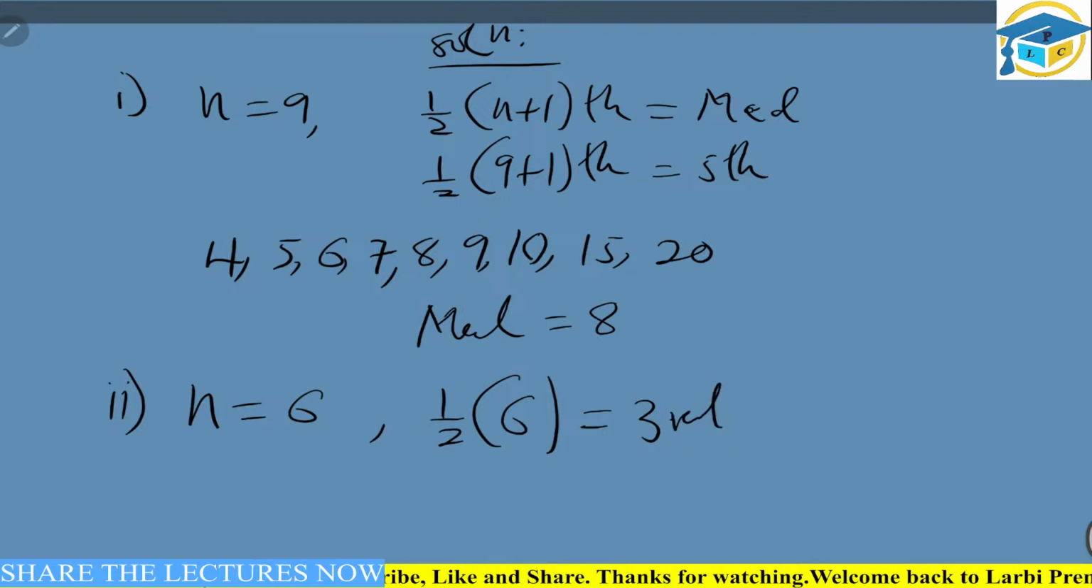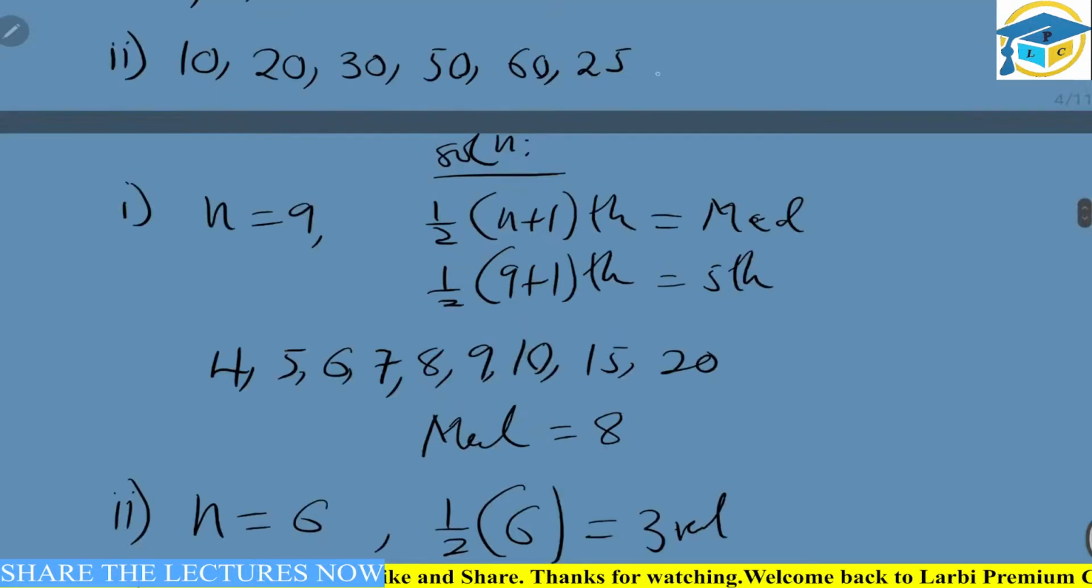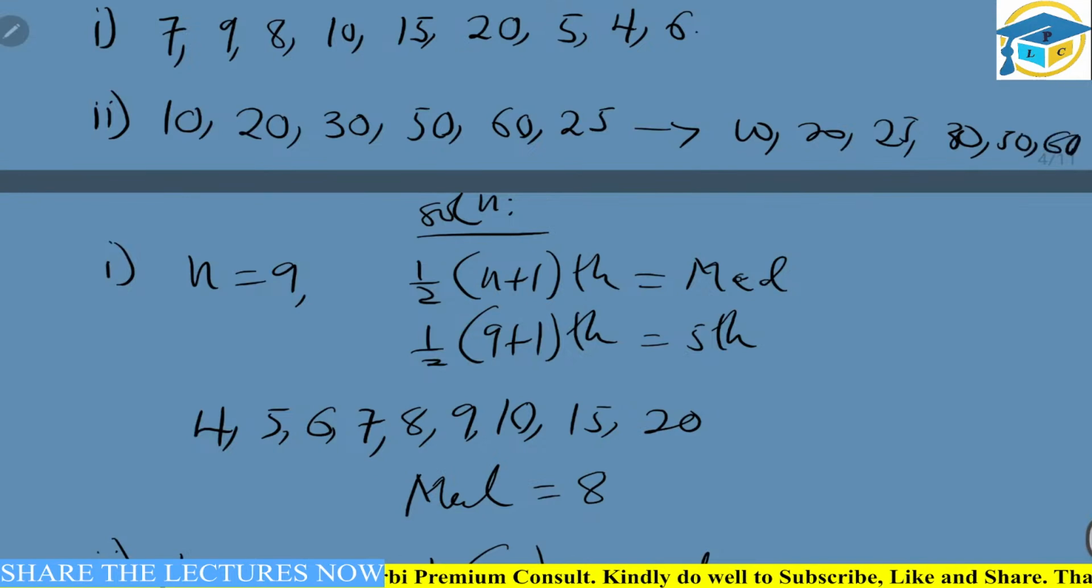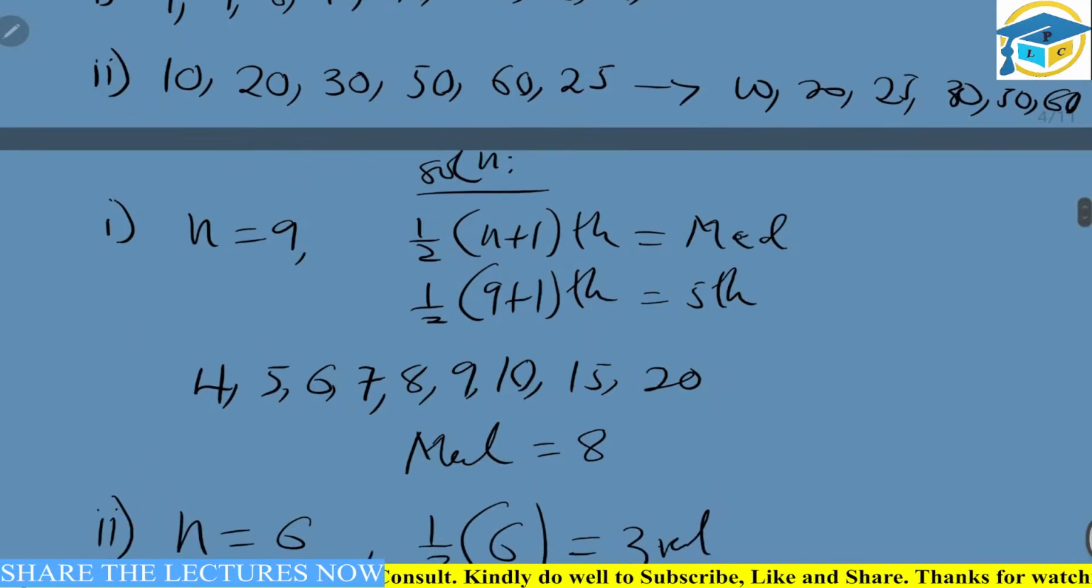So let's arrange these values in that ascending order, right? So we have what? 10. Okay, from 10 move on to what? 20. Then 25 is here. Then we have 30. Then we have what? 50. And lastly we have 60. Okay, so meaning that we are saying that the median position is on the third position, right? So we have what? 1, 2, 3.